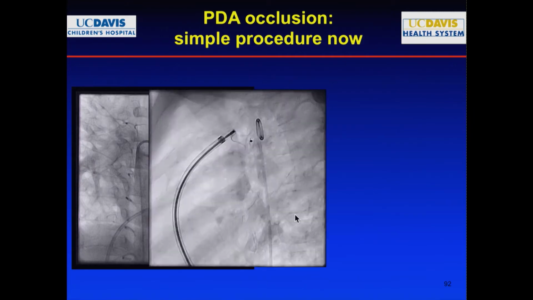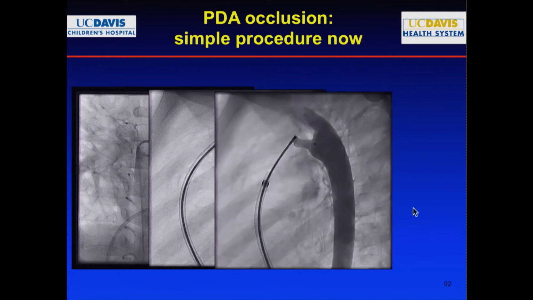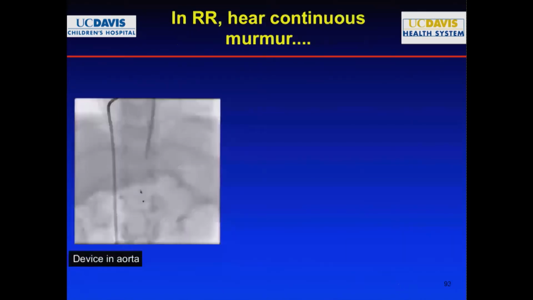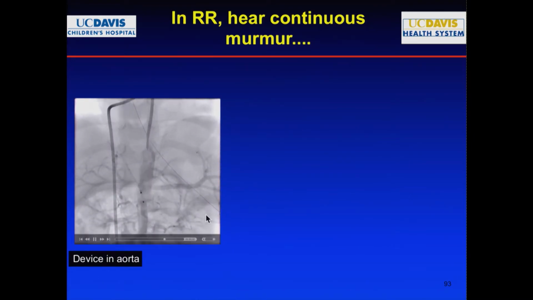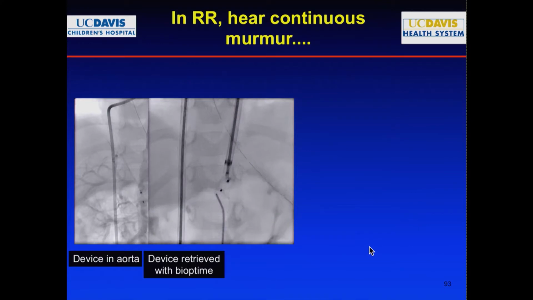So PDA occlusion, what can be simpler than that? Here's a device from one of my colleagues, again in Houston, and it looks pretty good. Are you happy with this procedure? So he was. But in the operating room, he hears a continuous murmur, and suddenly you get an x-ray, and the device is now in the aorta. So he brought the kid back to the cath lab, went back through the PDA, and you can see he used a bioptome to grab that device. Luckily, because of the position, you can pull that all the way in pretty easily.